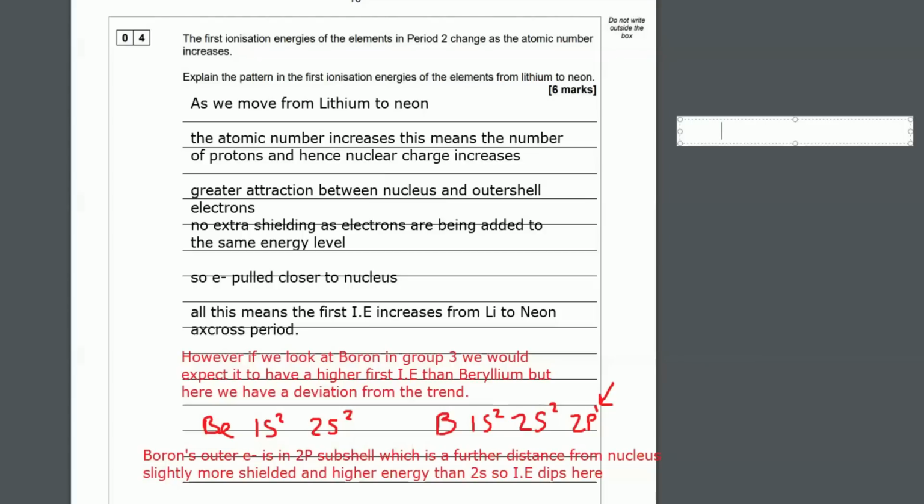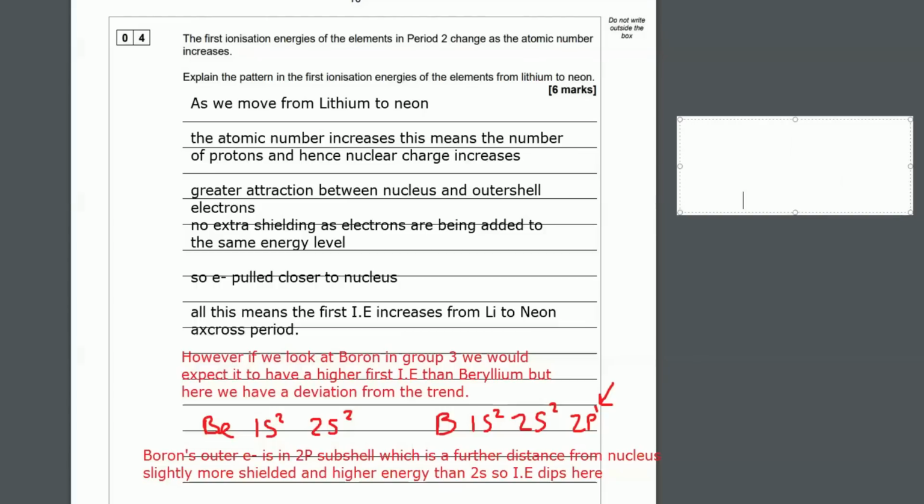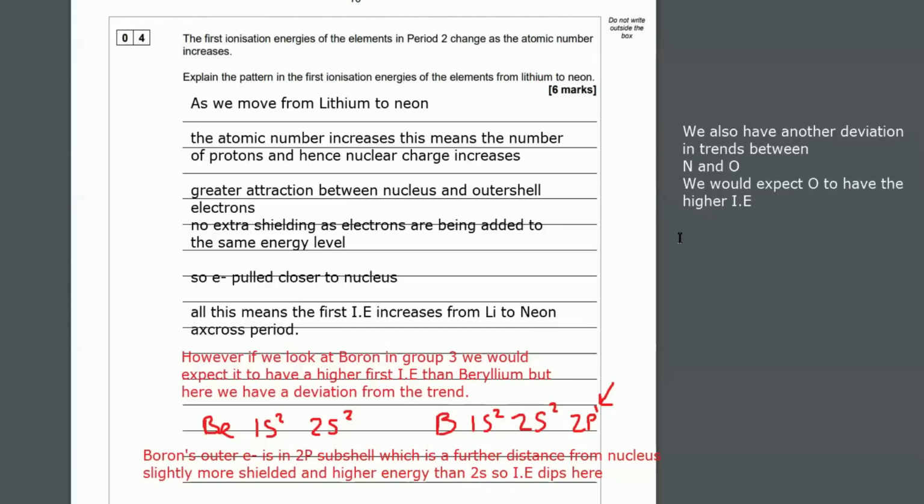So now what does this mean for the marks out of 6 for our answer? Well, the bit in black covers the first 1 to 3 marks. Then you've got the 4th and maybe 5th mark for covering one of the deviations. If you want the full 6 marks, you've got to cover the other deviation. And this deviation happens between group 5 and 6. So we also have another deviation in trends between nitrogen and oxygen. And that's 5 and 6 going across the period.